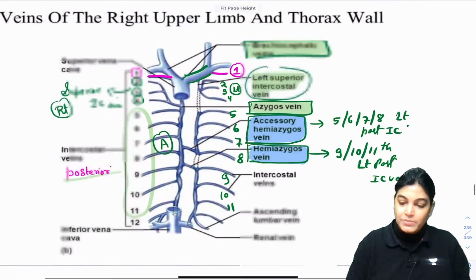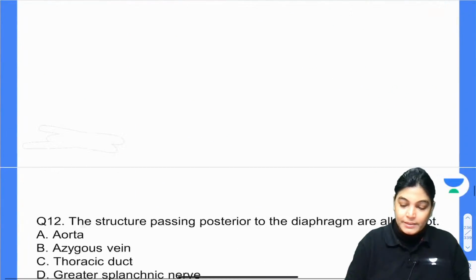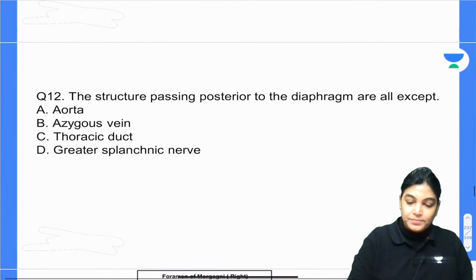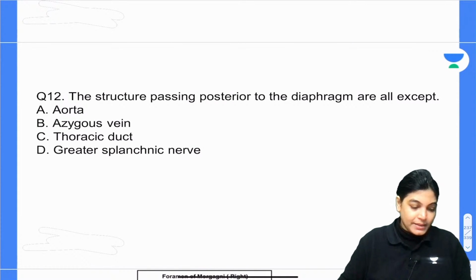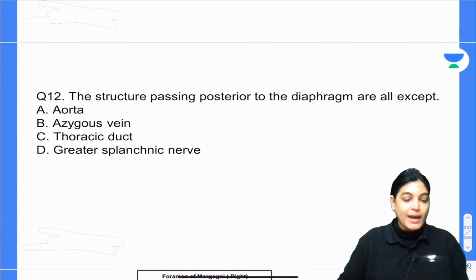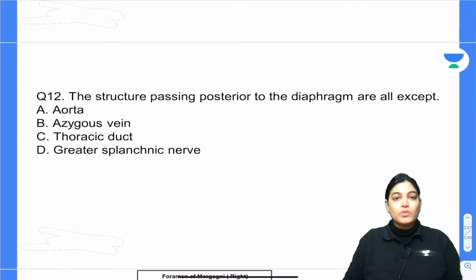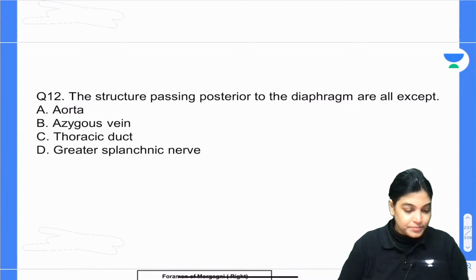Let's move on to the next MCQ, that is MCQ number 12. Okay, the structures passing posterior to the diaphragm are all except: aorta, azygous vein, thoracic duct, greater splanchnic nerve. Structures passing posterior to the diaphragm are all except.